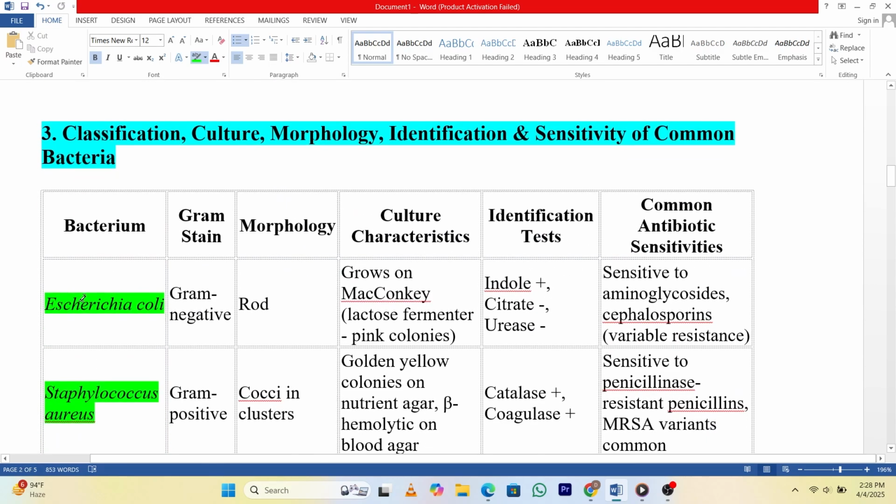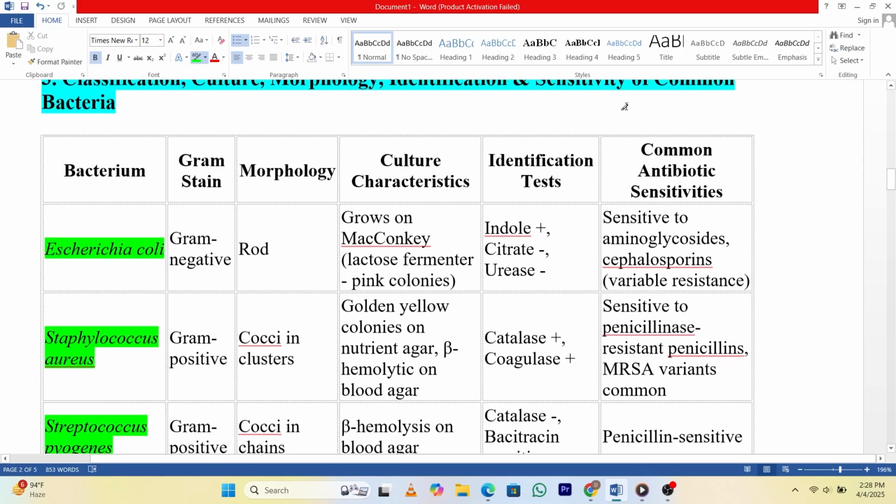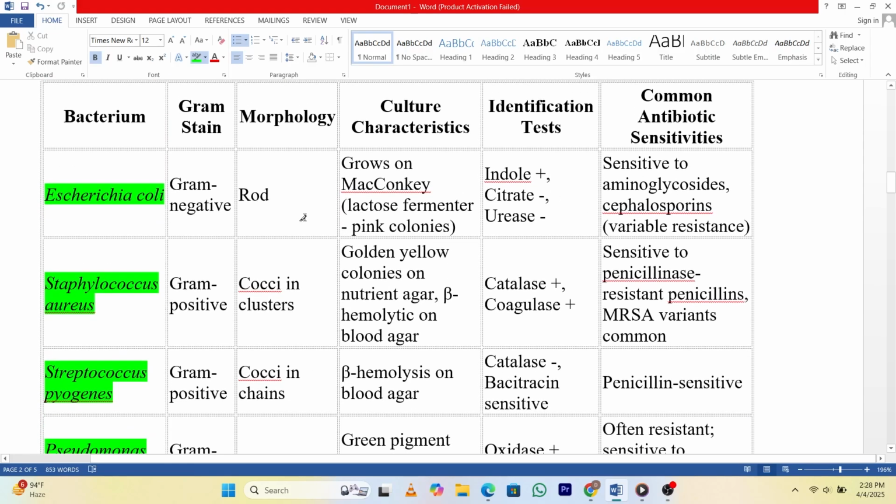3. Classification, culture, morphology, identification and sensitivity of common bacteria. For each bacterium: Gram stain morphology, culture characteristics, identification tests, common antibiotic sensitivities. Escherichia coli: gram-negative rod, grows on MacConkey, lactose fermenter, pink colonies, indole positive, citrate negative, urease negative, sensitive to aminoglycosides, cephalosporins, variable resistance. Staphylococcus aureus: gram-positive cocci in clusters, golden yellow colonies on nutrient agar, beta-hemolytic on blood agar, catalase positive, coagulase positive, and sensitive to penicillinase-resistant penicillins, MRSA variants common.